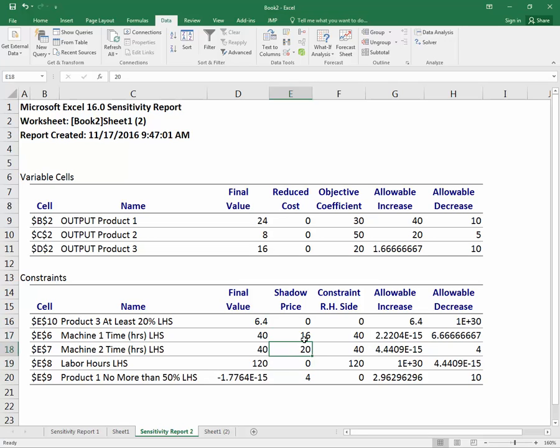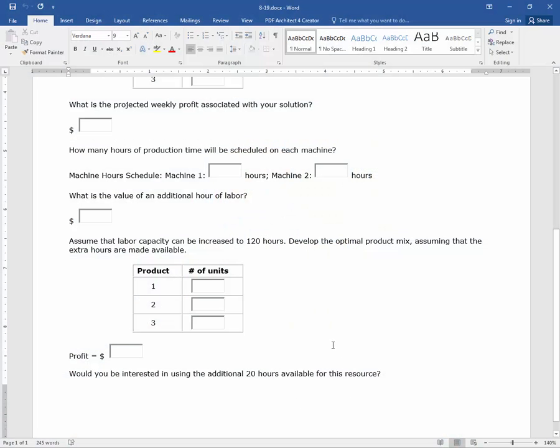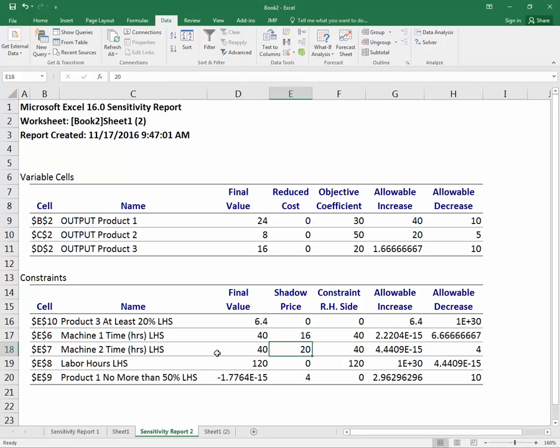Now I have some different shadow prices for machine time because I have used up all the machine time. So I think that answered the last question. Yeah, so would I be interested? Yeah, obviously I would. It raises my profit. Right? So I found a new mix. I had to resolve it because I was outside the range of feasibility. Alright, so I think that's a good example that you can look at and study.